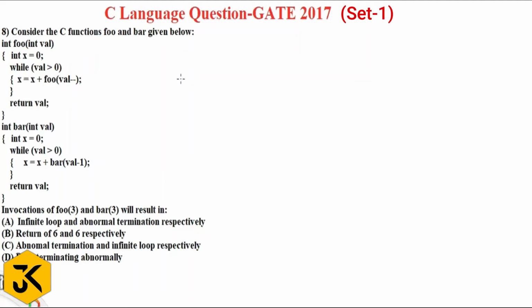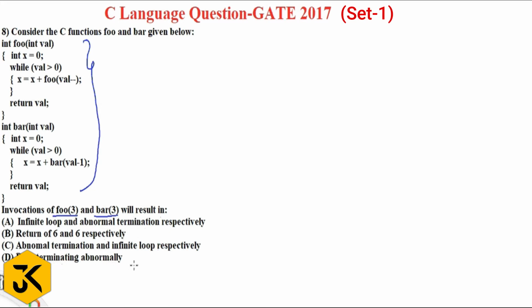Hello guys, welcome back. Let's see one of the C language questions which was asked in GATE 2017. Here they have given some piece of code and they are asking what the invocation of foo of 3 function and bar of 3 function will result in. They have given a few options: infinite loop and abnormal termination, return of 6 and 6, abnormal termination and infinite loop, both terminating abnormally.